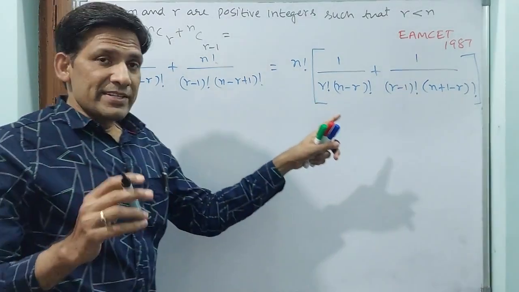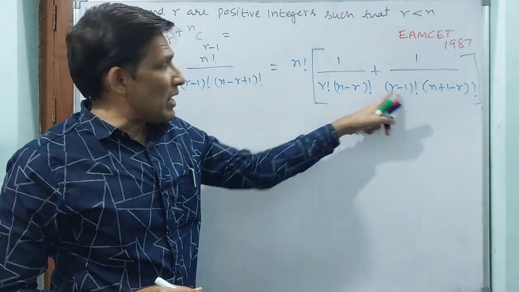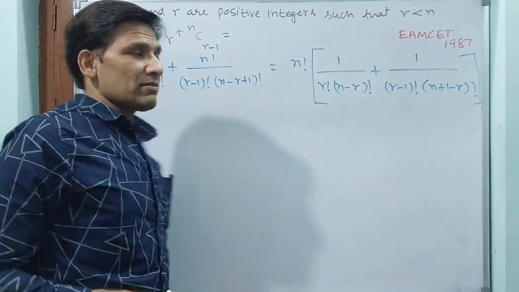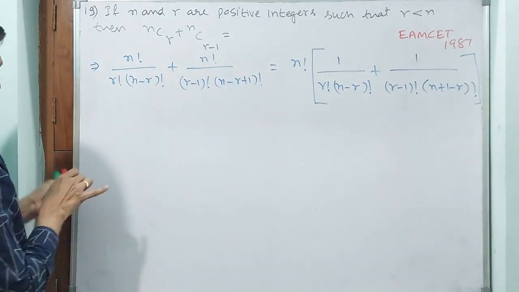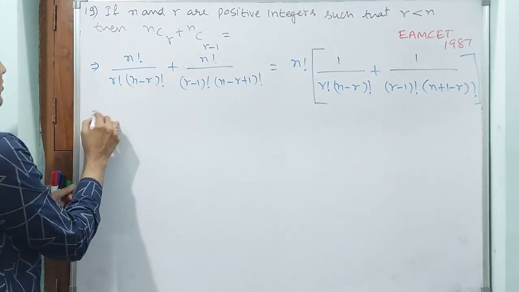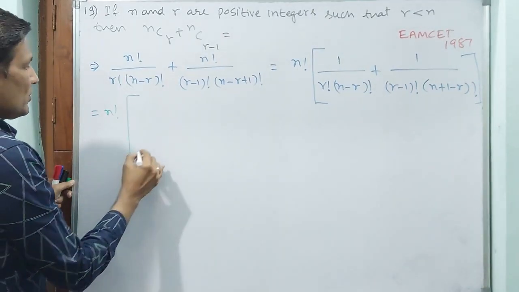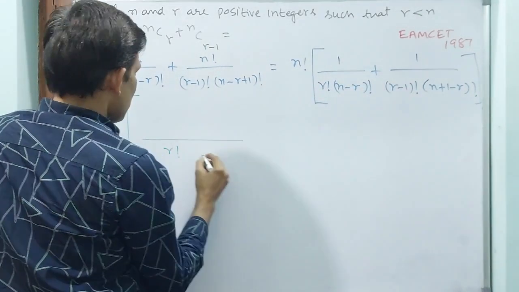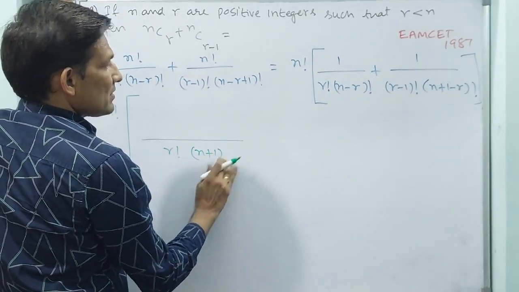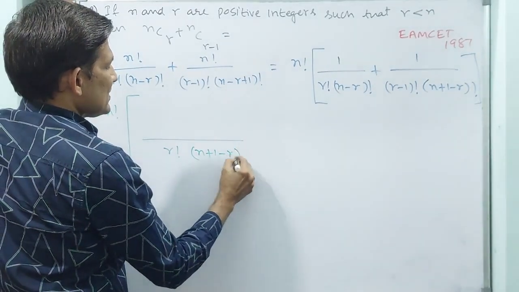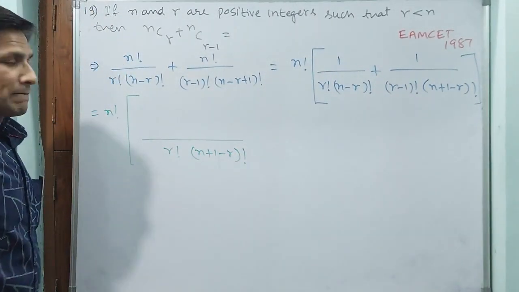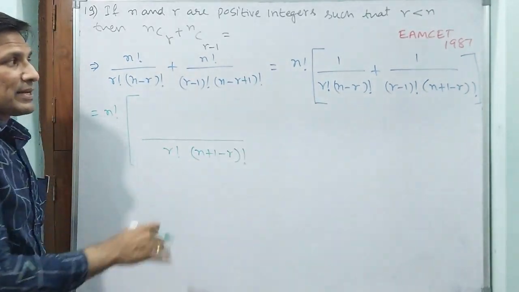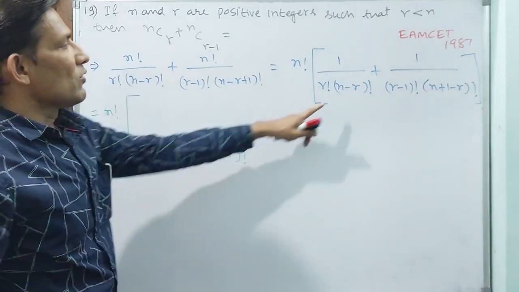See, the LCM will normally be the bigger one. We take r minus 1 is smaller, r is bigger here, and n minus r is smaller, n plus 1 minus r is bigger. Take that. That is equal to n factorial into, see what LCM I am taking: r factorial is bigger, n plus 1 minus r factorial is bigger. Naturally, r factorial is there but n minus r is there. That means n plus 1 minus r times it goes.